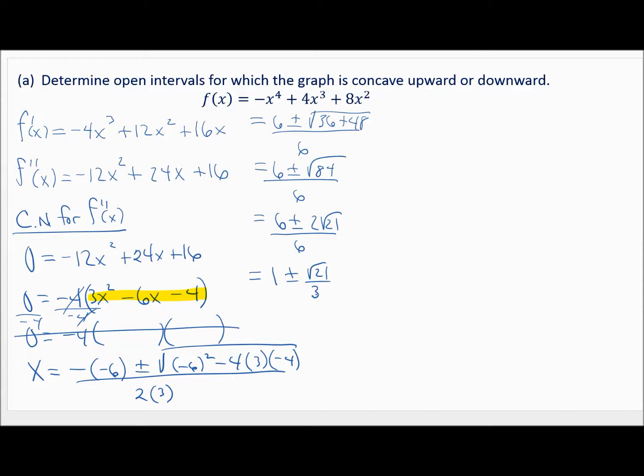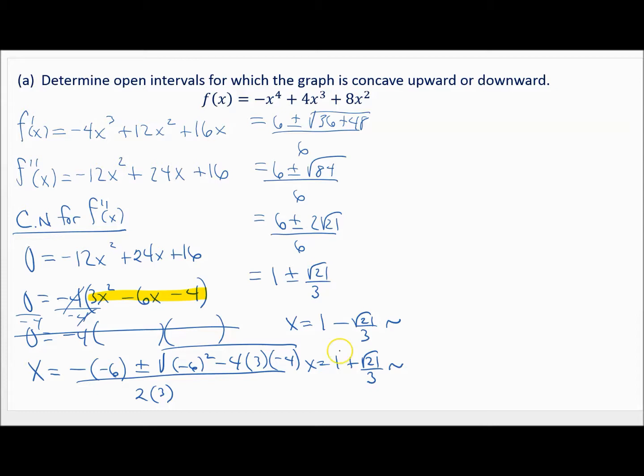So I have two critical numbers, so to speak, for the second derivative. One of them is x is equal to 1 minus the square root of 21 over 3, and the other one is x is equal to 1 plus the square root of 21 over 3. Now, I don't think it hurts to find out how big that actually is if you type that in your calculator, because it's going to be hard to make a chart and figure out what's in the interval, because that's what we're going to do, y'all, is make a chart, just like we did in the last increasing and decreasing. So I need to know really how big this is.